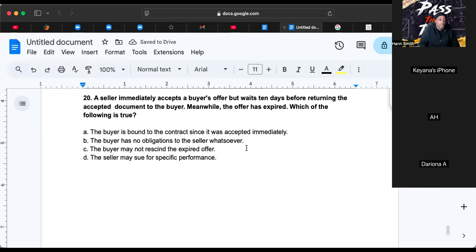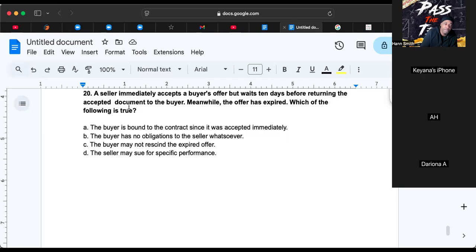And the last question. A seller immediately accepts a buyer's offer but waits 10 days before returning the accepted documents to the buyer. Meanwhile, the offer has expired. Which of the following is true? A, the buyer is bound to the contract since it was accepted immediately. B, the buyer has no obligations to the seller whatsoever. C, the buyer may not rescind the expired offer. Or D, the seller may sue for specific performance. Again, reading the question: the seller immediately accepts the buyer's offer but waits 10 days before returning the accepted documents to the buyer. Meanwhile, the offer has expired. Which of the following is true?